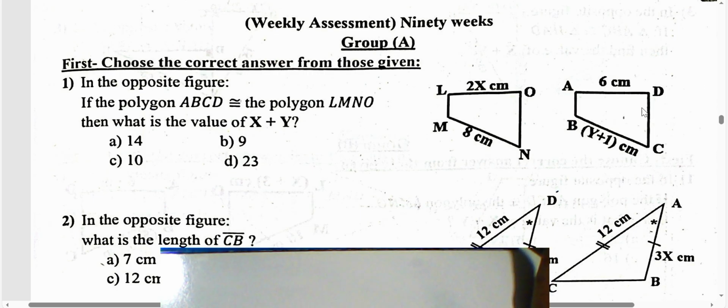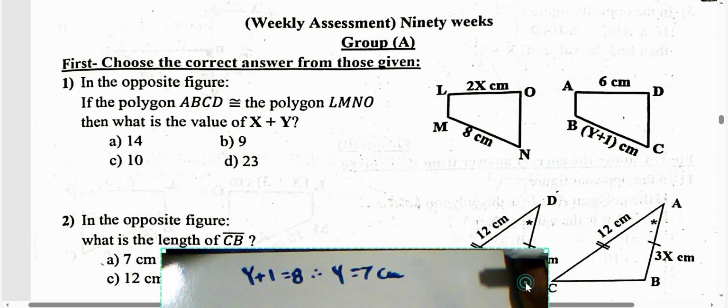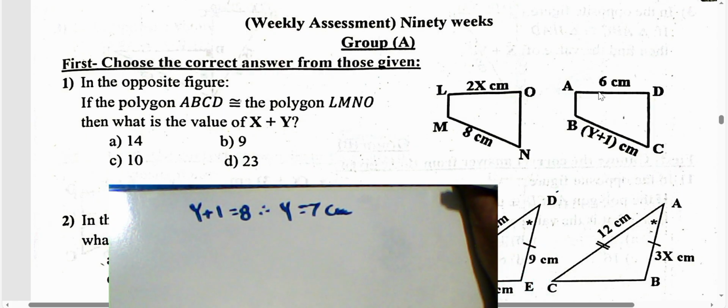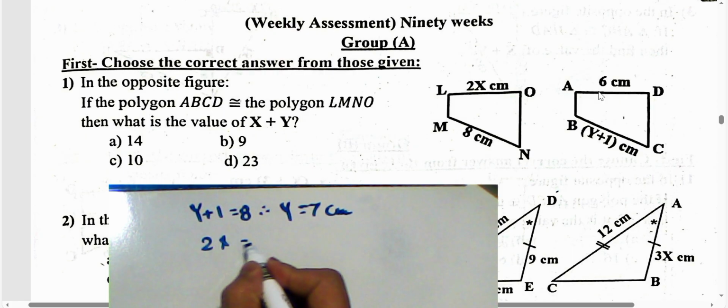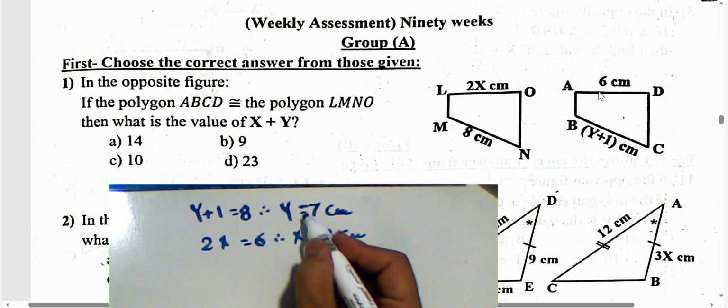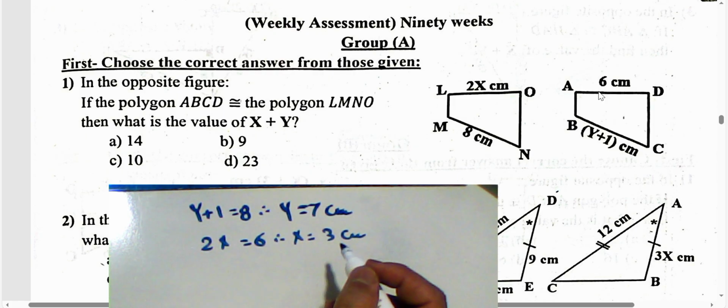Okay, we have two polygons here that are congruent. Then the length of BC is equivalent to the length of MN. y plus 1 equals 8. So the first solution here, we can write y plus 1 equals 8, then the value of y equals 7 centimeter. And also we can write 2x equivalent to 6. 2x equals 6, then the value of x equals 6 divided by 2 equals 3. Then y equals 7 centimeter and x equals 3 centimeter.